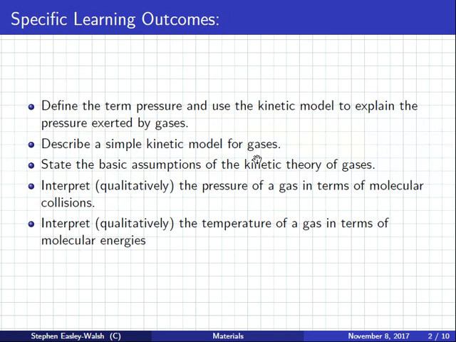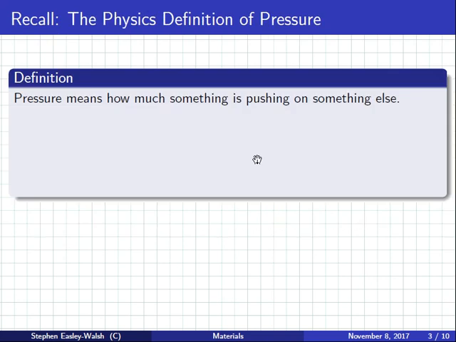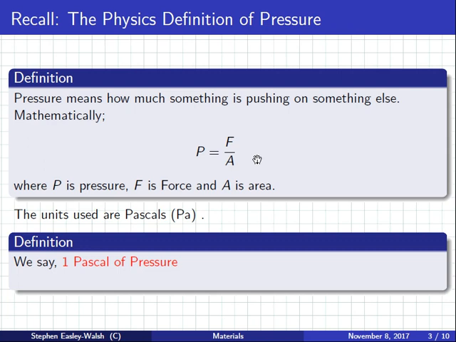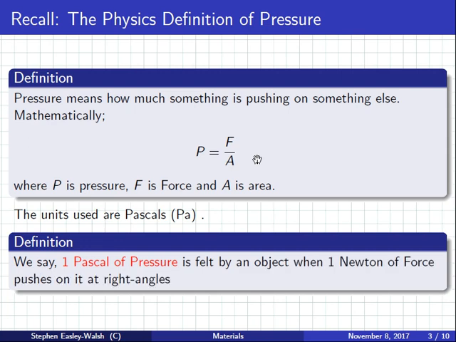Now, just to start with, have we talked about pressure? We have. Do you remember the definition of pressure? Mass over... Oh no, not this one, that's density. Pressure is force over area. It basically means how much something is pushing on something else. So you don't need to write this. The formula is P = F/A, where P is the pressure, F is the force, and A is the area. The units are pascals. We say 1 pascal of pressure is when 1 newton of force pushes at right angles on 1 meter squared, the same as 1 newton per meter squared.